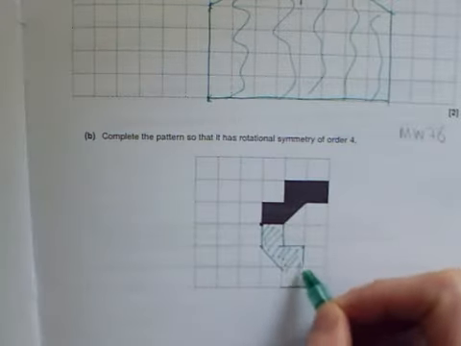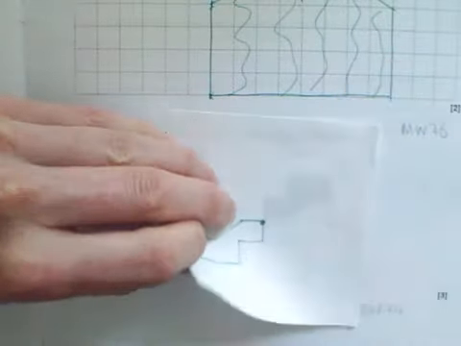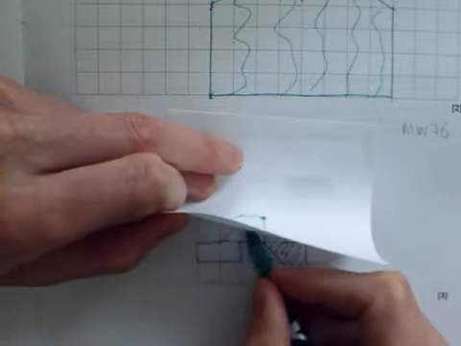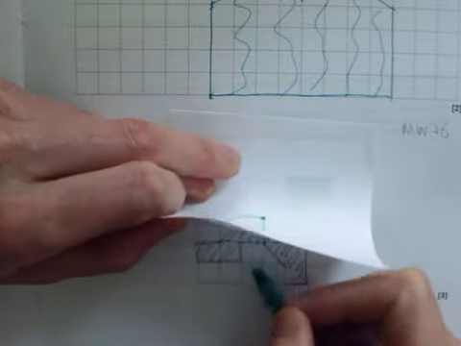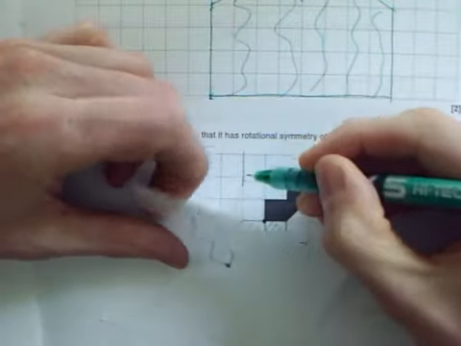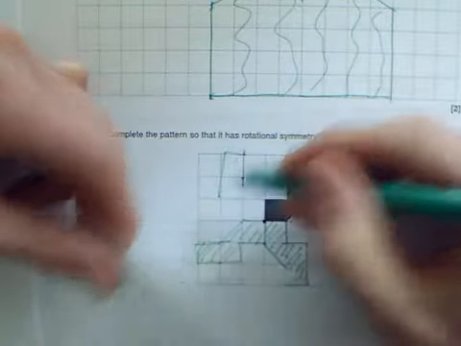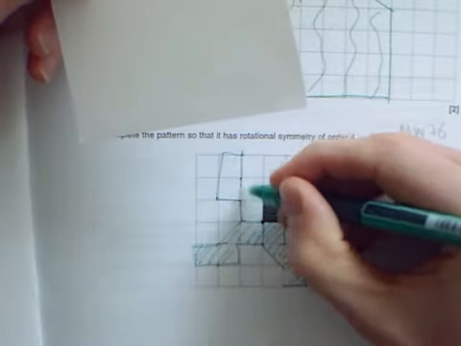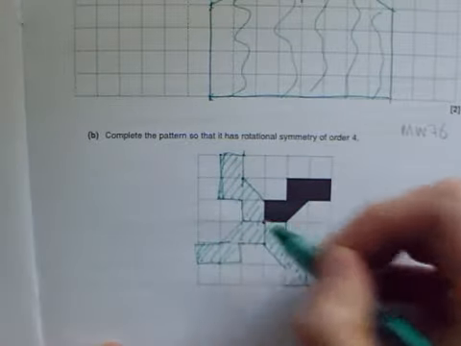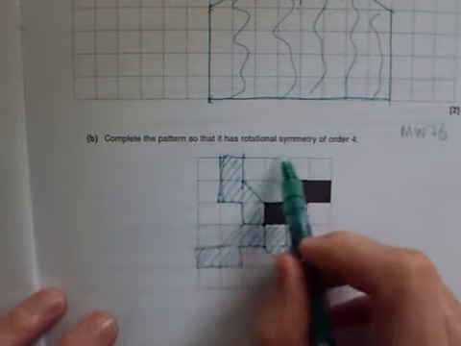And again. Shade that in, twist it around again, there we go, and the last time. And that shape can be spun around 4 times to fit. Hence rotational symmetry order 4.